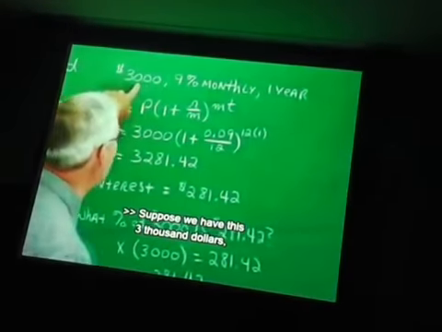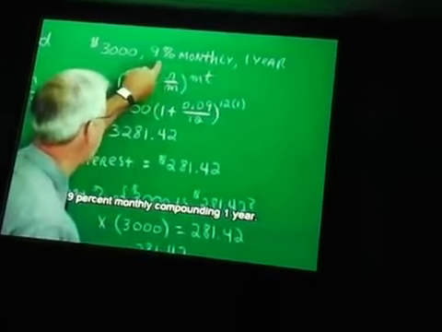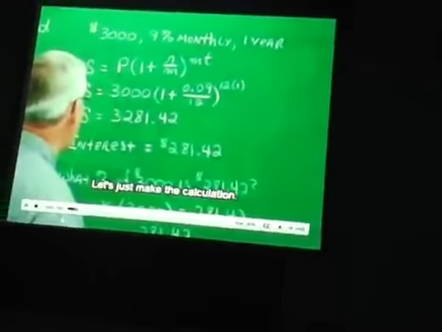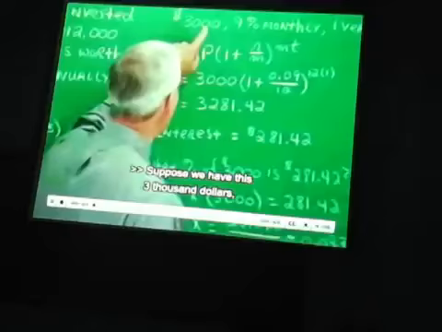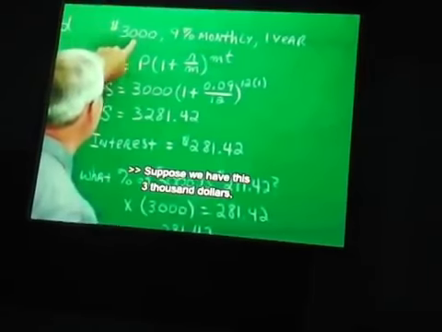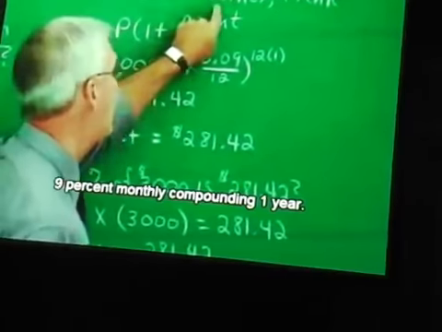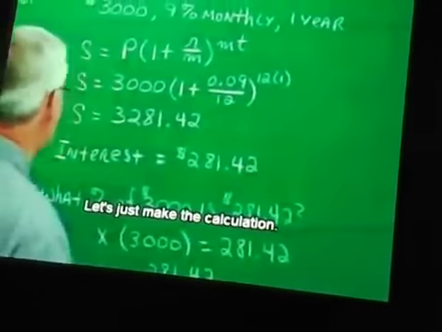Suppose we have this $3,000, 9% monthly compounding, 1 year. Let's just make the calculation.